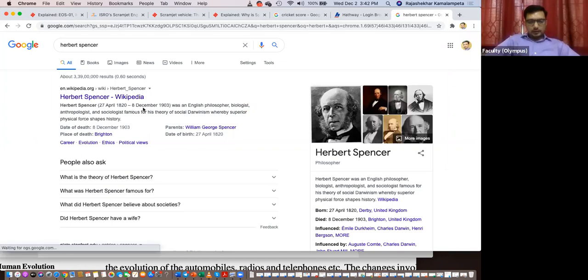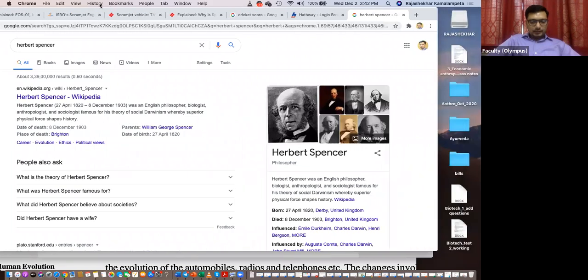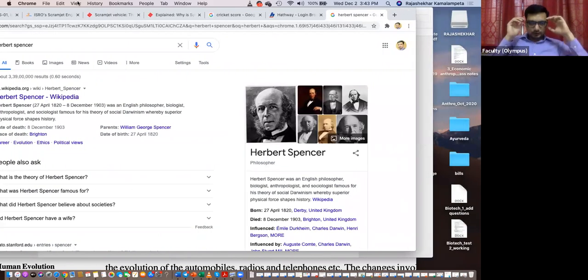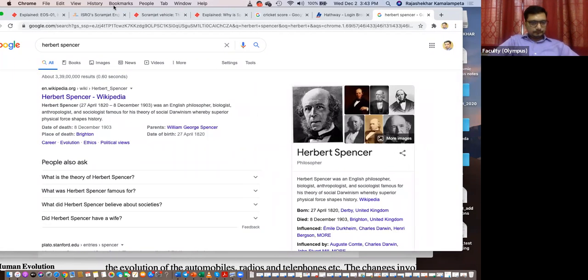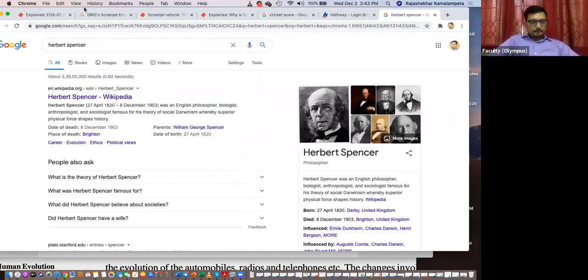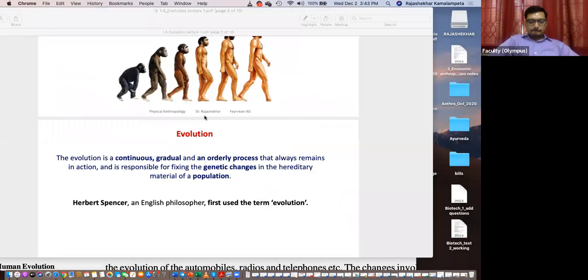(1820 to 1903). So around the same time as these people, Darwin and Mendel. Okay, but he came up with the term, because ideas and theories are different, and using the terms is different. (1820 to 1903). So 19th century.